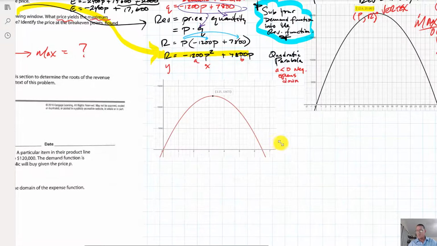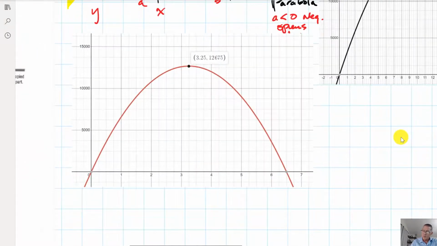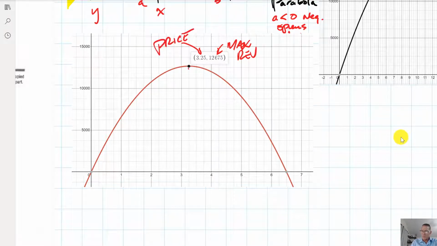If we look at the graph here, this is your max revenue, and this is your price. The price occurs at $3.25. Excuse me, the max revenue occurs if the price is set at $3.25, and the max revenue at that price is $12,675.